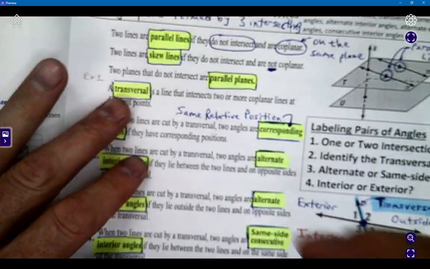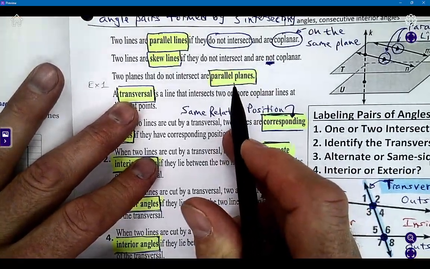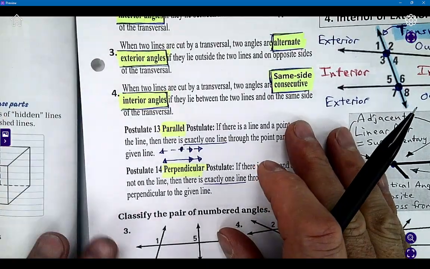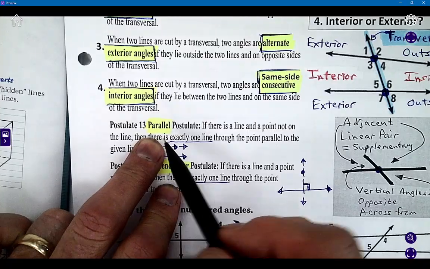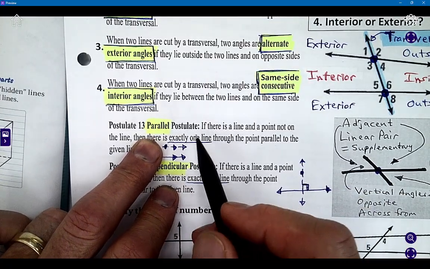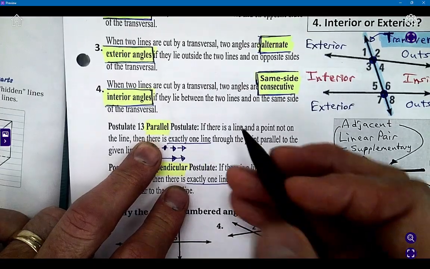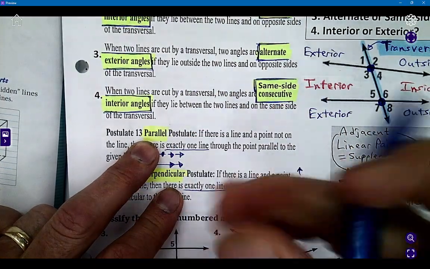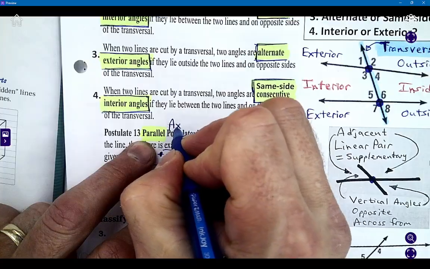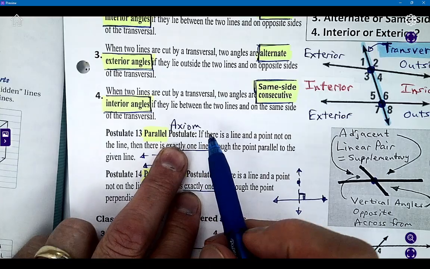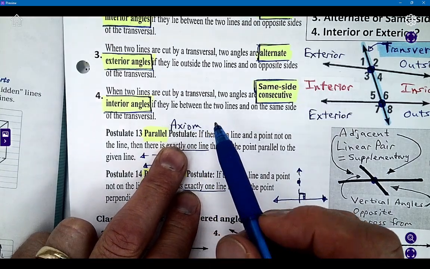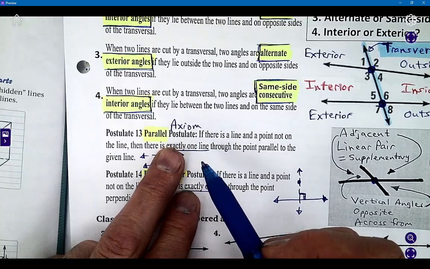Let's jump down now. We talked about parallel planes, but let me continue this concept of parallel. Remember, a postulate, a synonym of that is axiom. Let's write that up there just to remind ourselves. Axiom. Remember, it's a statement that does not have to be proven to be true. It's accepted to be true.